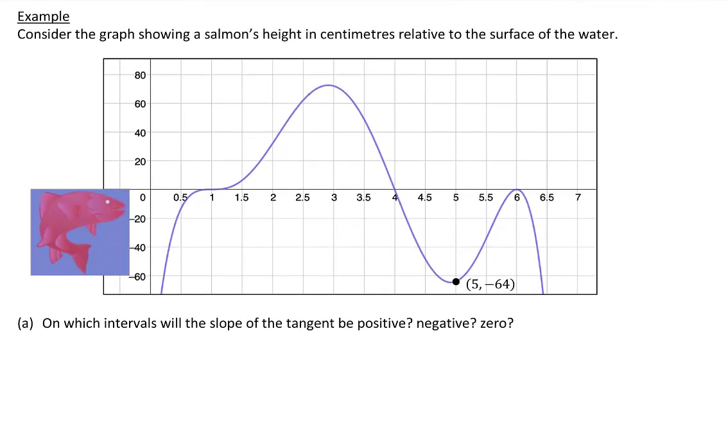So consider the graph showing the salmon's height in centimeters relative to the surface of the water. On which intervals will the slope of the tangents be positive, negative, or 0? The slope of the tangent will be positive from 0 all the way up to x equals 1, and then from x equals 1 all the way up to our first turning point, which we will identify as x equals a. The slopes of the tangent will also be positive from our second turning point all the way up to x equals 6. And we'll identify our second turning point by the value x equals b.